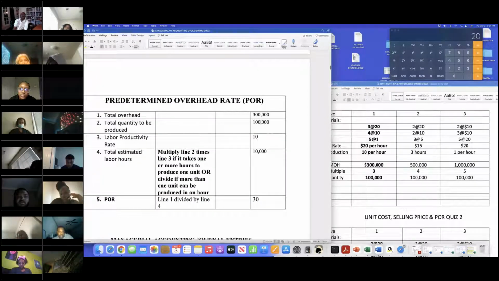What's the first thing that goes in there? The MOH. How much is it? 500,000. Total quantity to be produced? 100,000.